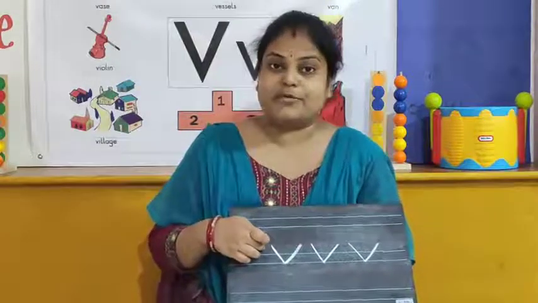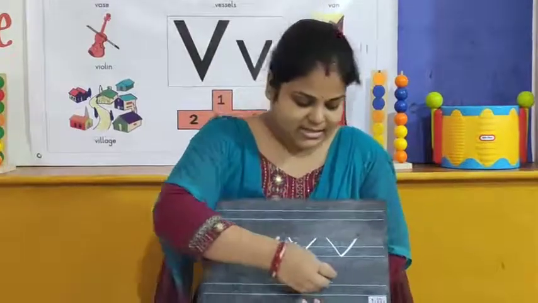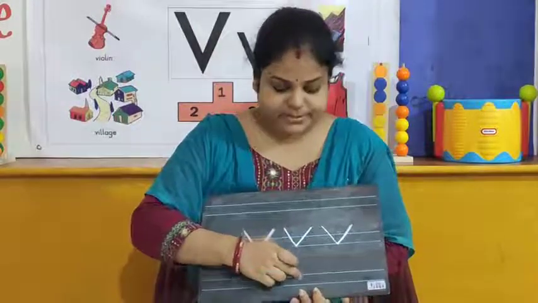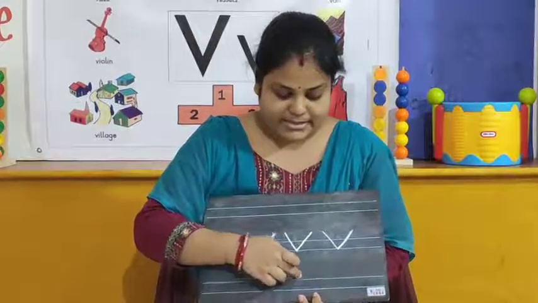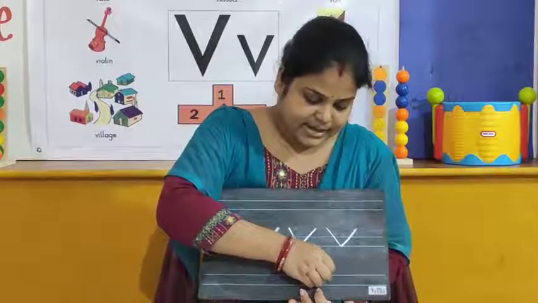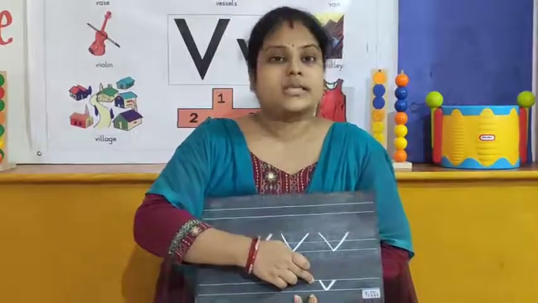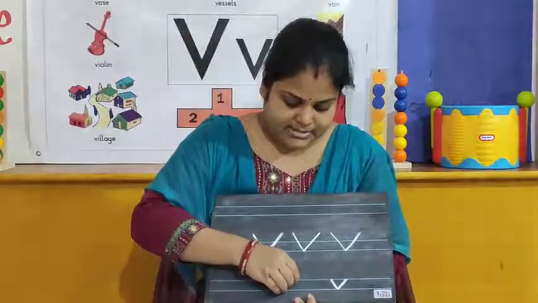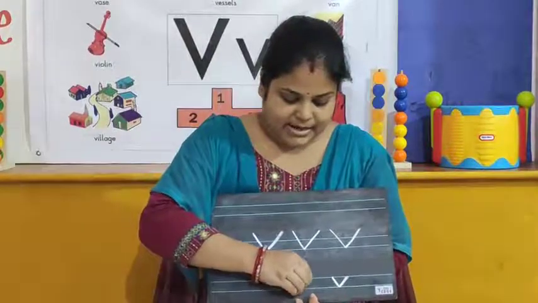And children, now we will learn how to write small letter V. We will write just like capital letter V. And you have to write in between these two blue lines. So let's start. Slanting line downwards, then slanting line upwards. Gives you small letter V. We will write it once again. Make a slanting line downwards, then make a slanting line upwards.